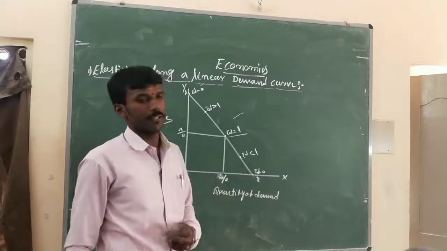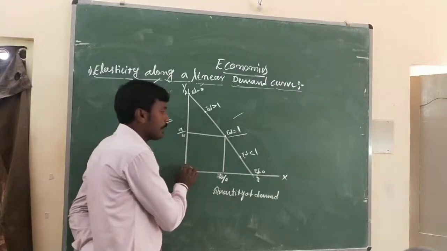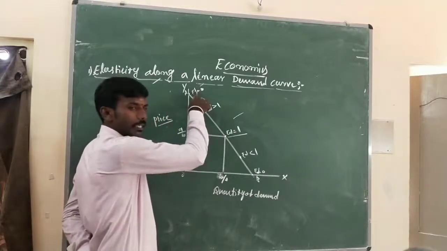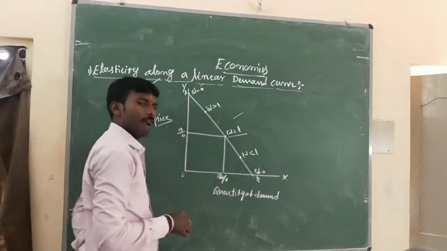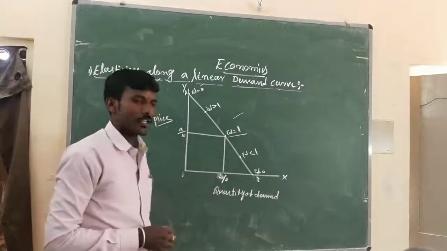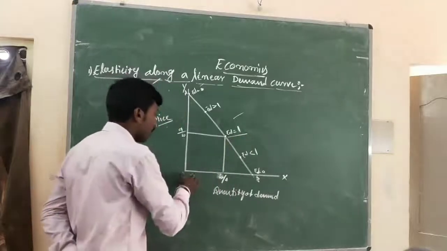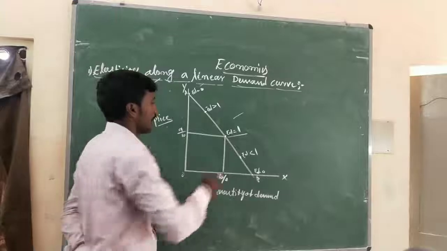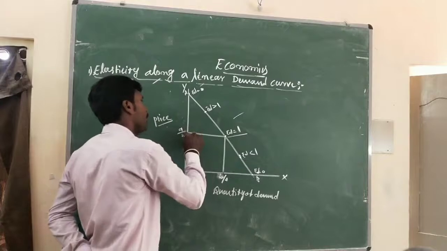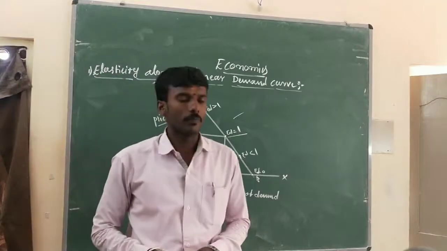How? See, for example, when the price is 0, elasticity of demand is also 0. When the quantity of demand is 0, elasticity of demand is infinite. Suppose when the price is A bar B, price elasticity of demand is equal to 1. When the price is more than 0 and less than A bar B, the elasticity becomes less than 1. And when the price is more than A bar B and less than A, elasticity of demand becomes more than 1.